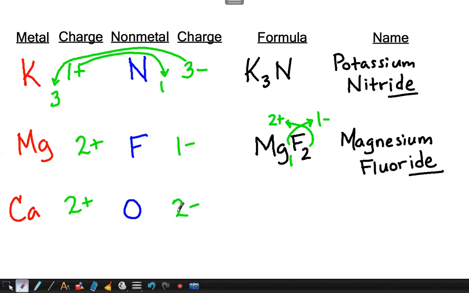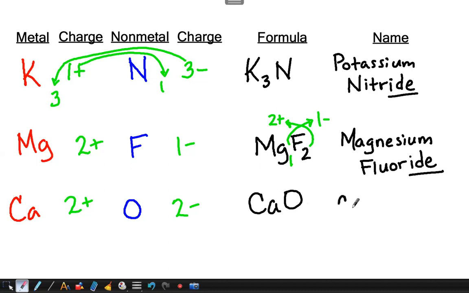Now I wanted to do this one because we've been doing the crisscross method. And if I were quick to do the crisscross method on this one, I might think my formula is Ca2O2. But that would not be correct. Remember, the first thing we want to check is to see if the charges cancel each other out. In this case, they do. The sum of the charges is already going to be 0. So I'm just going to write my symbols down, Ca and O, CaO. That will be the formula for those 2 elements coming together. And we want it to be a 1-to-1 ratio instead of a 2-to-2 ratio.